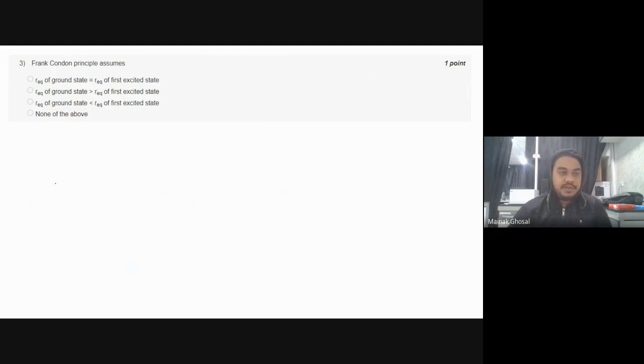Now, third question. Franck-Condon principle assumes that R equilibrium of the ground state is equivalent to R equilibrium of the excited state, or which one is greater. Okay. So the Franck-Condon principle states what I have told you. The Franck-Condon principle actually states that the electronic transition is always vertical, that is, in which there is no change in the bond length.